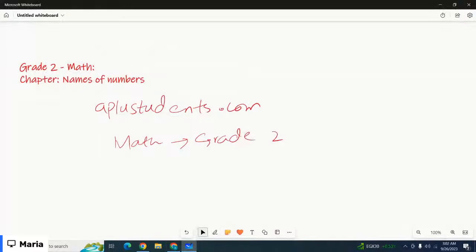Scroll down to grade 2 and then click on view all lessons. There you can find a list of the chapters. We're going to start with the chapter named numbers.